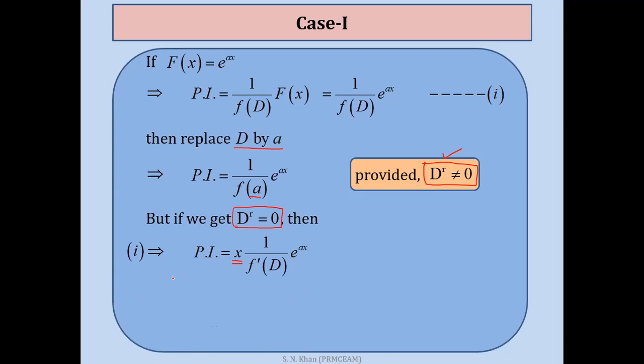Okay, after multiplying by x, we have to do now second change in the same equation, and second change will be: we are having operator f of D, and now here we have to write f dash of D, meaning we have to take derivative of that operator. Whatever D bracket is present there, now we have to write its derivative here. So these two changes we have to do if we are getting denominator as zero, and function is as it is. Okay, now again the problem is not solved yet.